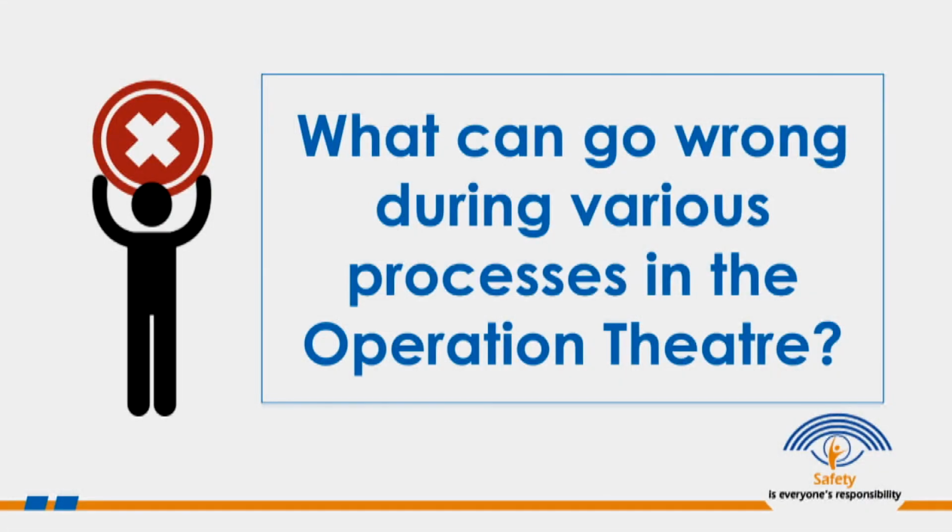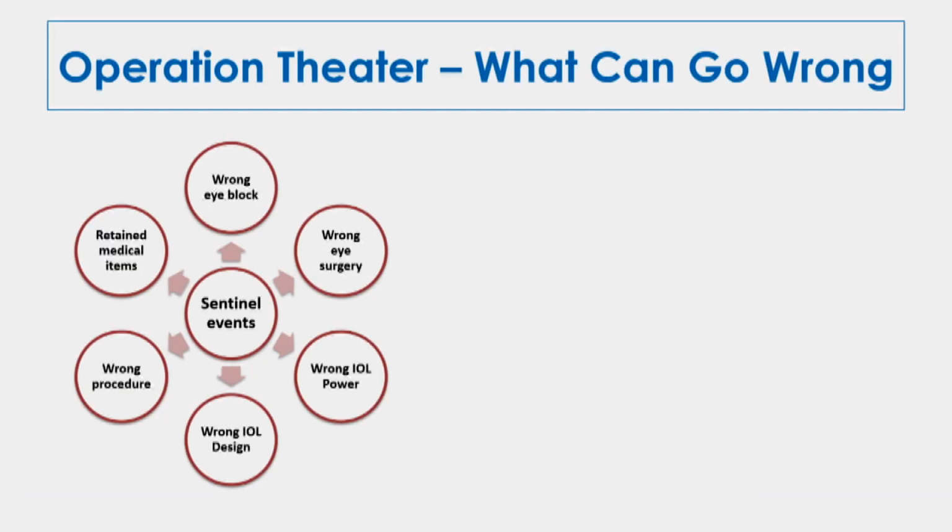What I'm covering is what can go wrong in the operating room. He talked about biometry. I'm just talking about what can go wrong. As we talked about in the examples, it could be a wrong eye block, or a wrong eye surgery, or a wrong intraocular lens power or IOL design.